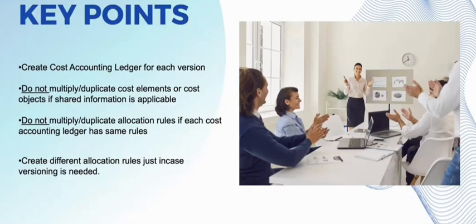So when we go to the key points: you can create a cost accounting ledger for each version, but do not multiply or duplicate your cost elements, cost objects, account definitions or dimension definitions if you can share the information. If you have the same rules and just a couple of them are changing, you are not required to create a new cost element definition or cost object definition. So you can use the same in each version.